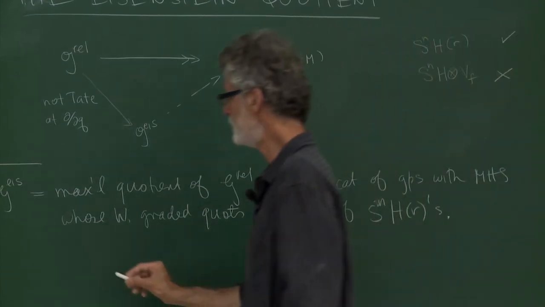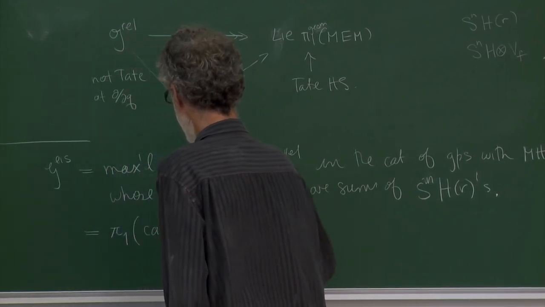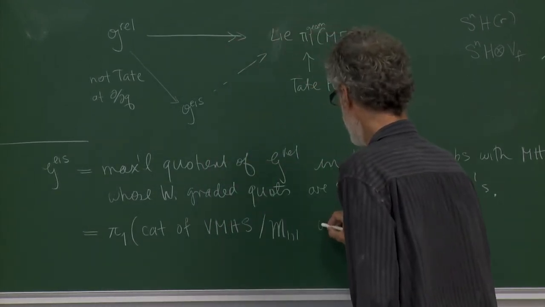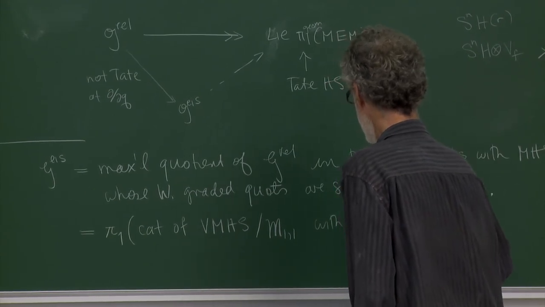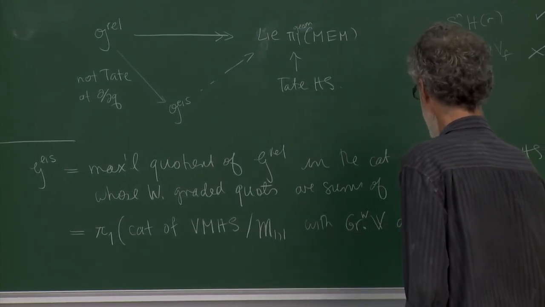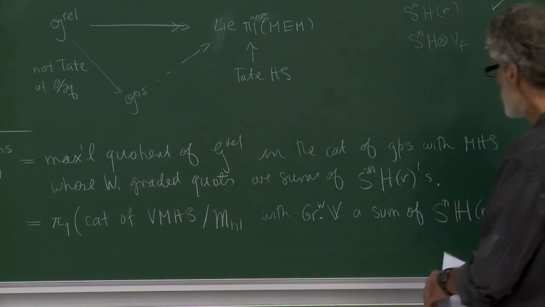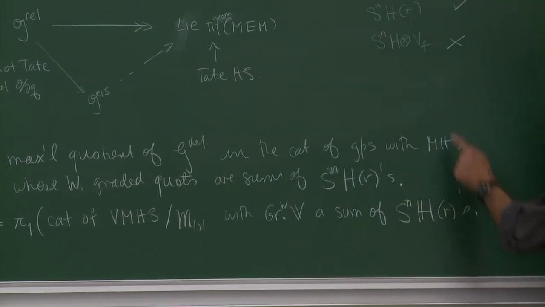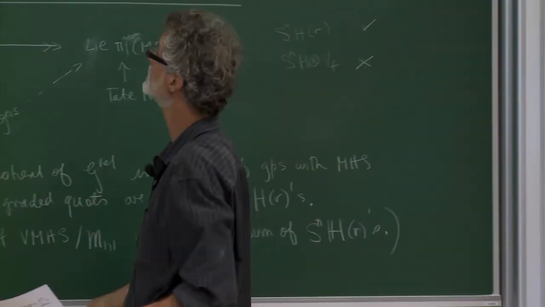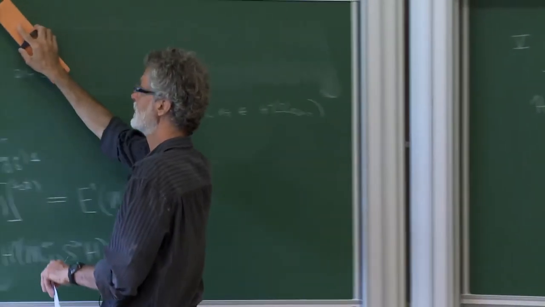And it's also, you can check, pi 1 of the category of admissible variations of mixed Hodge structure over M_{1,1} with Gr^W of V a sum of S^nH's, meaning you can't have S^nH tensored with a constant Hodge structure like V_F, right? So it's interesting that this guy is not going to be the same as G^rel because of these cusp forms.